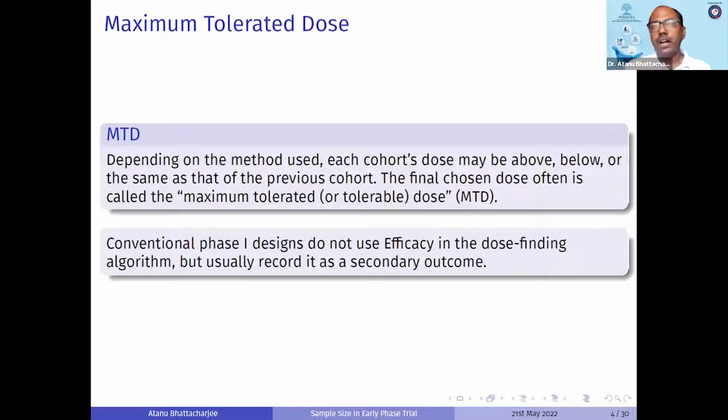The most important part of these early phase trials is the MTD, the maximum tolerated dose. Depending on the method you use, each cohort's dose may be above, below, or the same as the previous cohort. The final chosen dose is often called the maximum tolerated dose. Conventional phase 1 designs don't use efficacy in the dose-finding algorithm, but usually record it as a secondary outcome. As I mentioned, we never bother about the efficacy of a new drug in a phase 1 trial. We are always concerned about the toxicity.